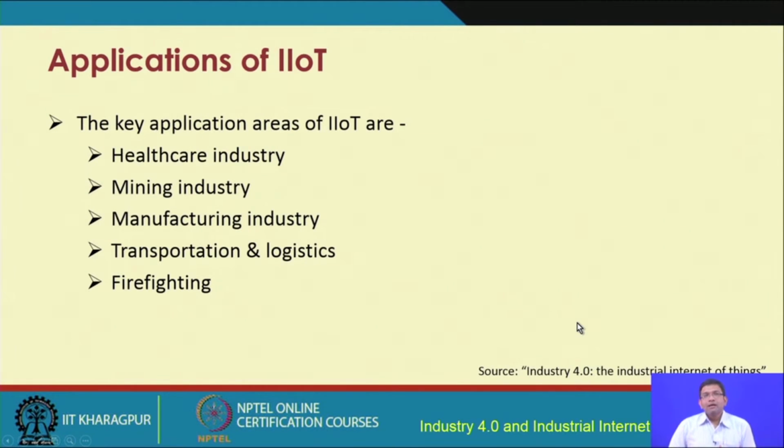Earlier, at the very outset, I was talking about the different applications of IIoT. The key applications of IIoT are in the healthcare industry, mining industry, manufacturing industry, transportation and logistics, firefighting, sewerage, smart cities, and so on. So, there are so many different applications currently worldwide.